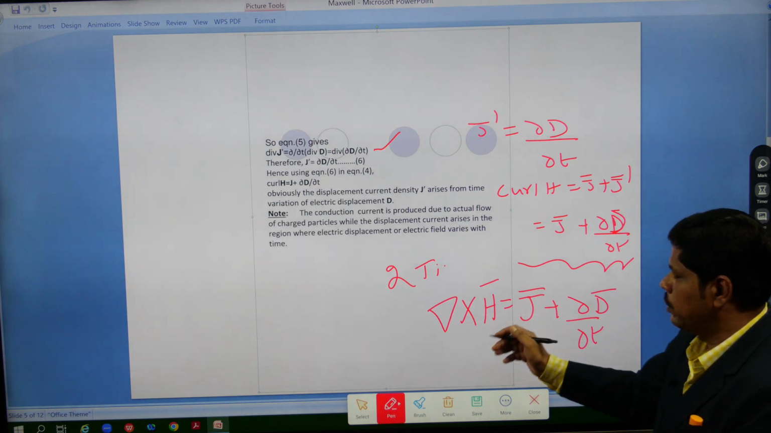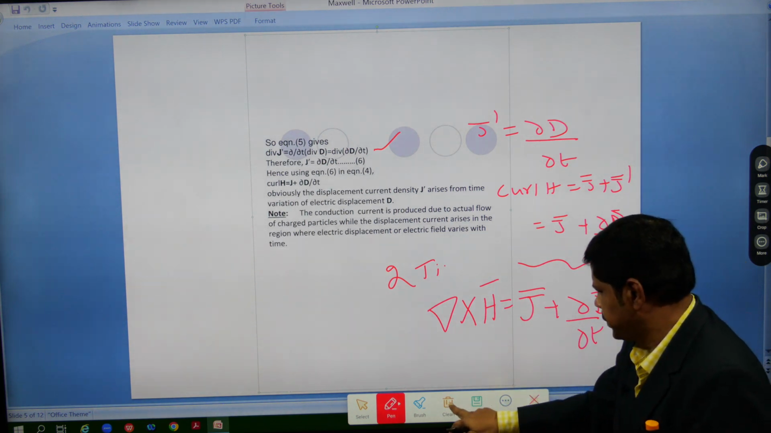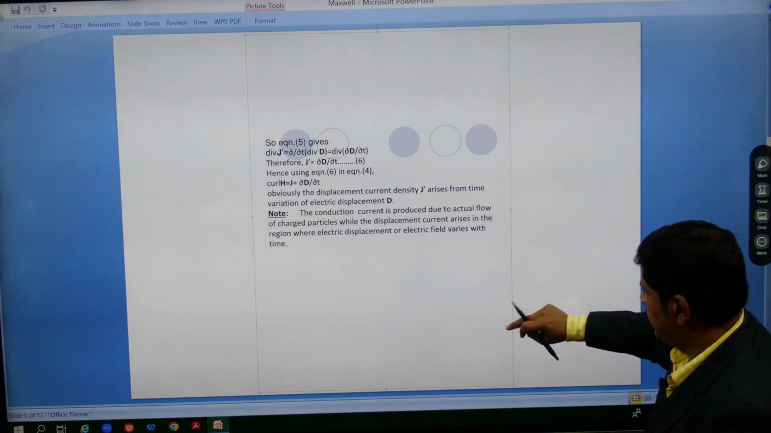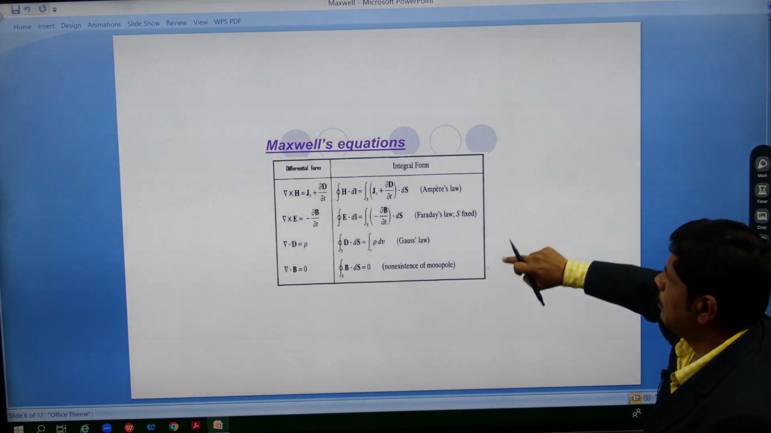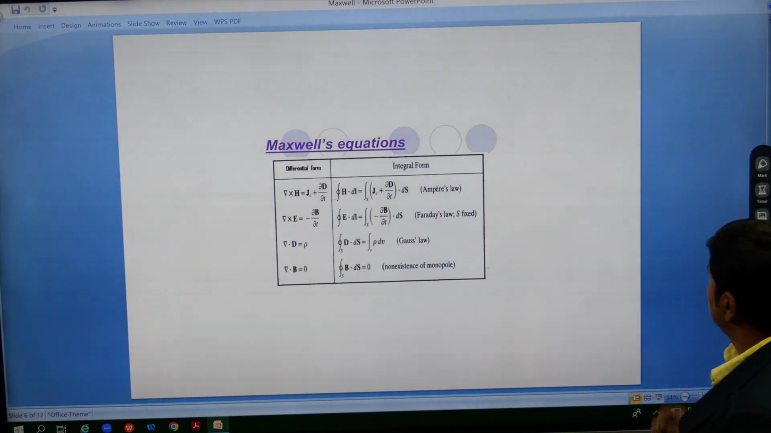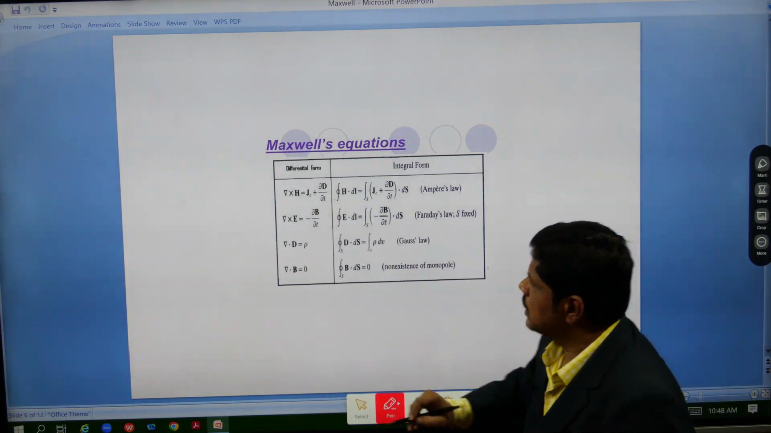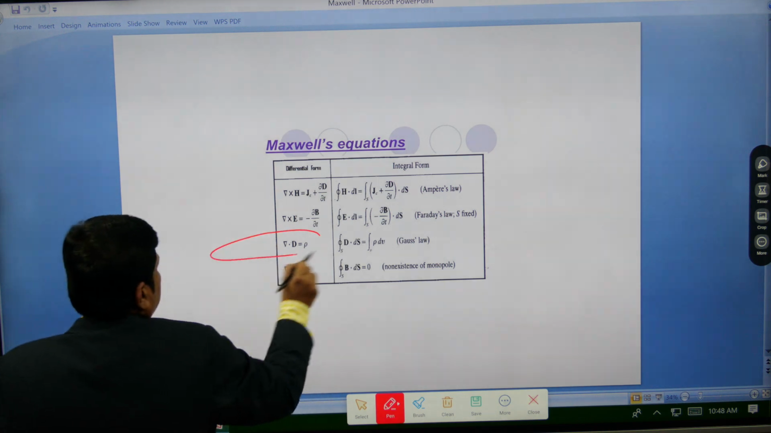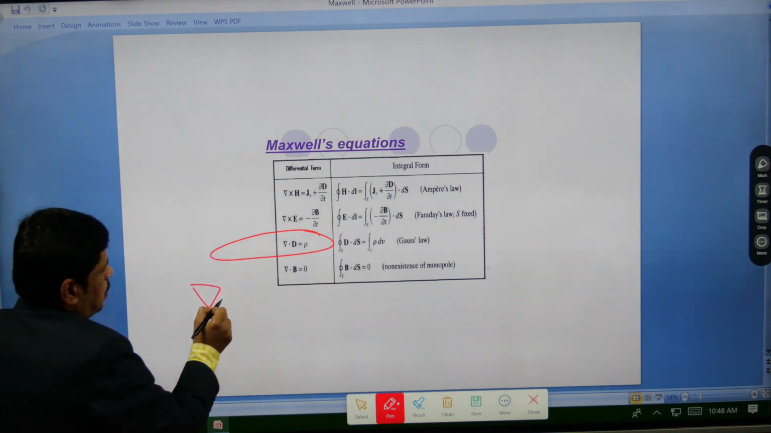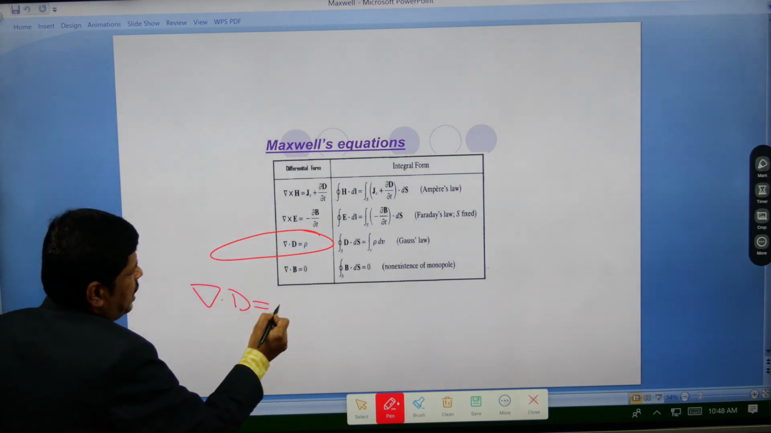Like that we can build up the remaining equations. So we may see the four equations of Maxwell. Let me explain the four equations. This is the first equation: del dot D, the divergence of D, is equal to rho.